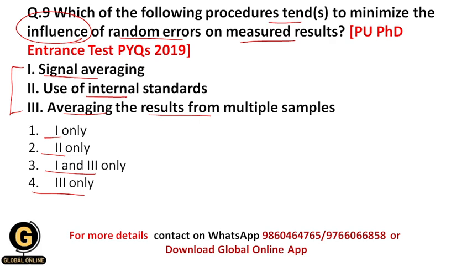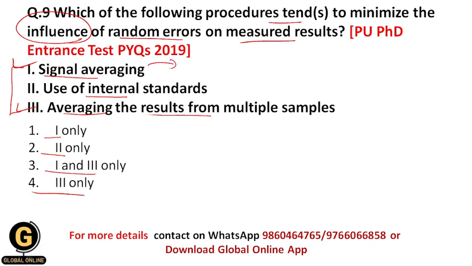Okay, so students, random errors occur because of errors in the random selection of samples from the target population. So to minimize the effect of these random errors on measured results, we can use 2 methods or 2 procedures, and those are signal averaging and averaging the results from multiple samples, because both of these methods, if you see, are similar to each other. Okay, but the procedure that we follow is basically different.